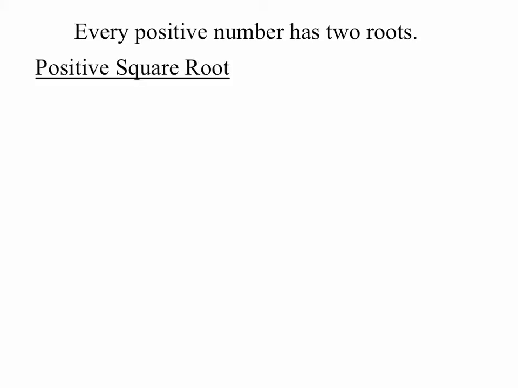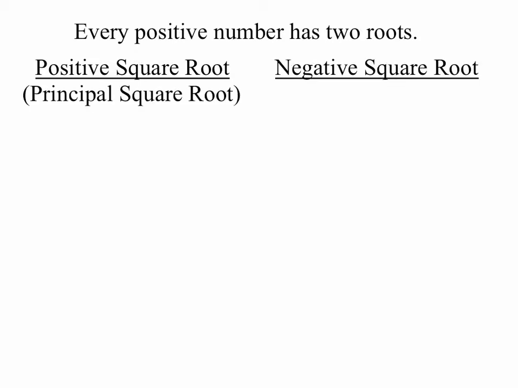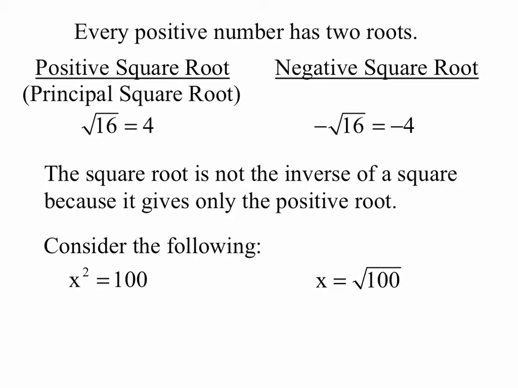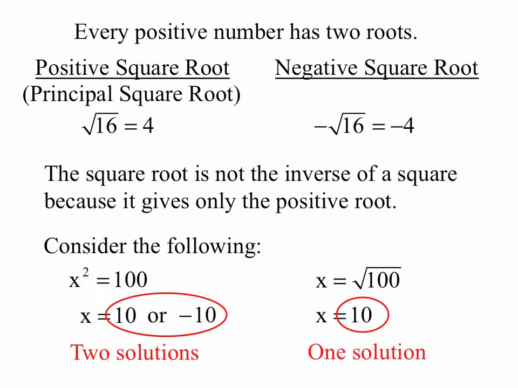Every positive number has 2 roots, a positive square root and a negative square root. We call the positive one the principal square root. So the square root of 16 is 4. That's the principal square root. When I'm showing negative square roots, I put the negative on the outside. It's almost as if you have a negative 1 times the square root of 16. That's how we get negative square roots. But it's not the inverse or the opposite of a square because it only gives the positive root. So if I have x squared equals 100, then we know that x has to equal 10 or negative 10. But if I'm taking the square root of 100, negative 10 is not an option. So there's only one solution there.